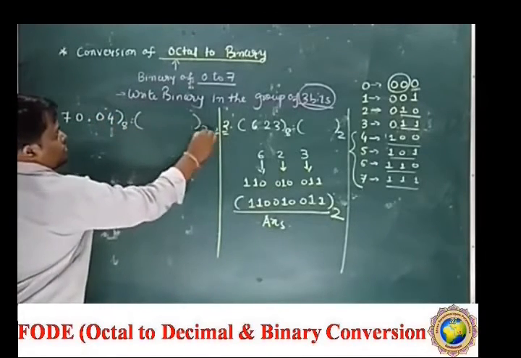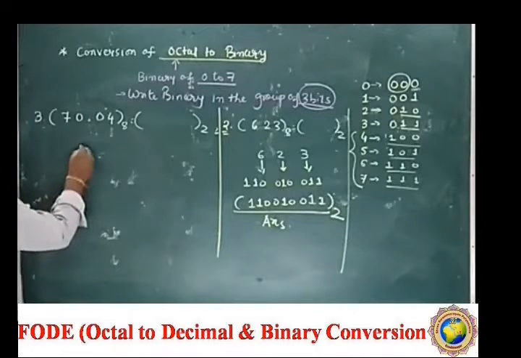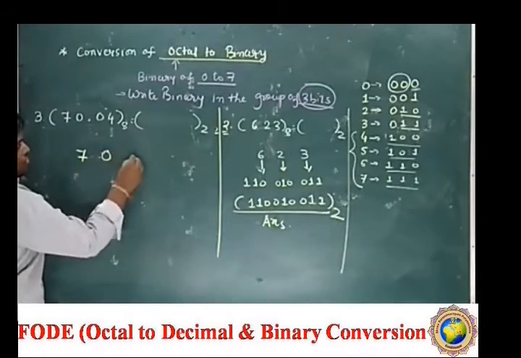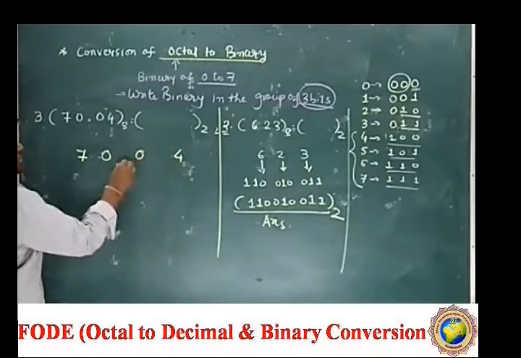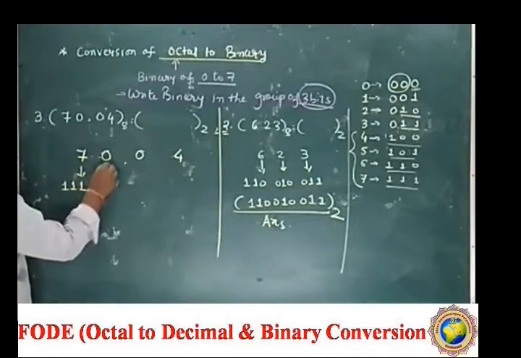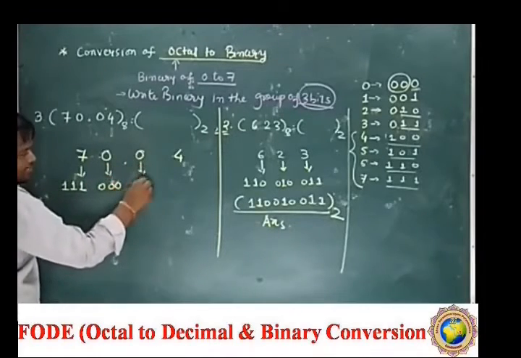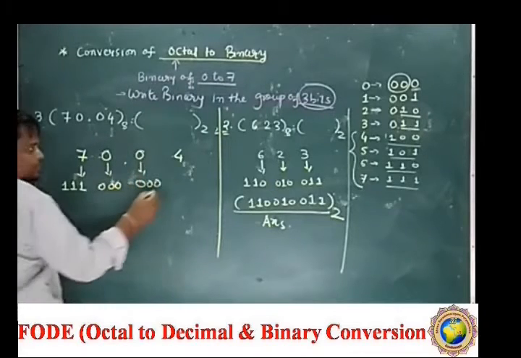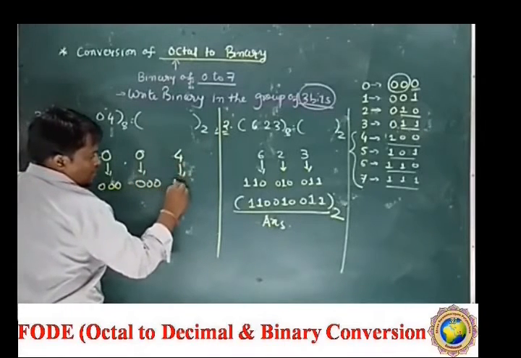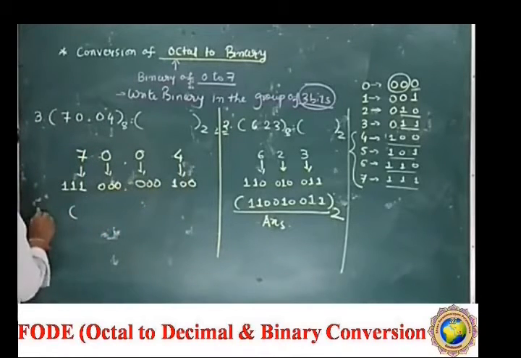We are going to the third example. You have been given 70.04. So put here 7 0 0 4. What is the binary of 7? That is 111. Binary of 0 is 000. Binary of 0 again is 000. The binary of 4 is 100. So put here the point.